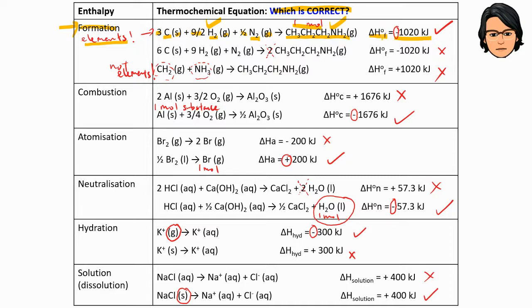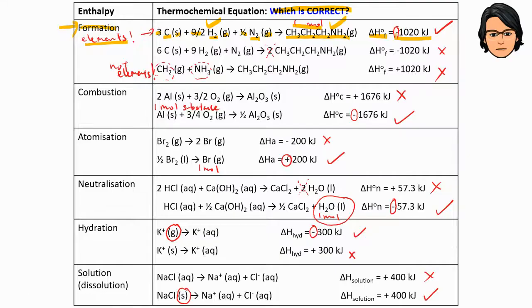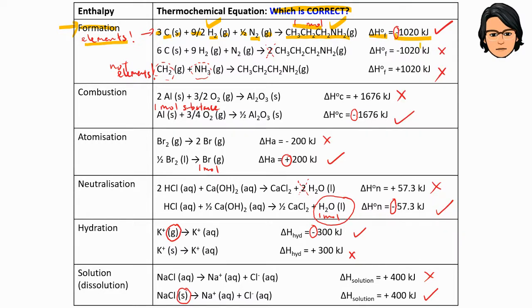Now we look at the enthalpy. It is heat change. So usually for enthalpy of formation, heat is released, so we must label negative. Why is the second thermochemical equation incorrect? Because the product is 2 mole, so we cannot say that it is standard enthalpy of formation.